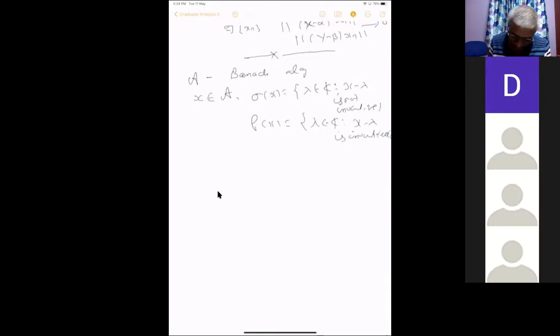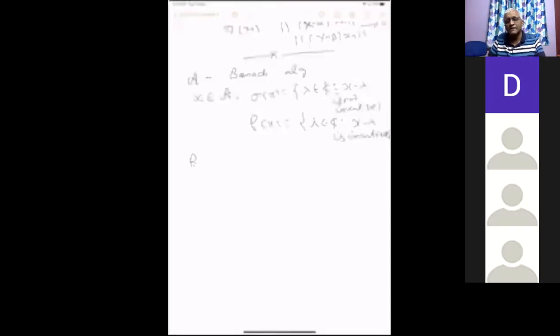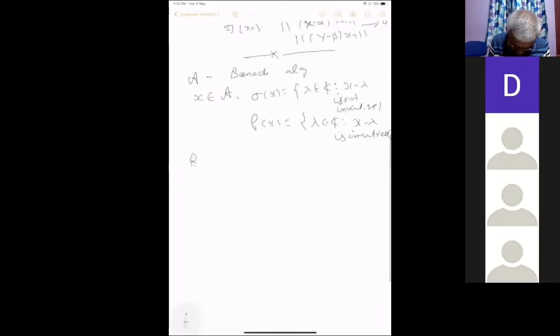Okay. Then we define this function, the resolvent function R_x. R_x is a function from rho of x, which is a subset of C, to A, which is given by lambda going to (x minus lambda) inverse. Okay.